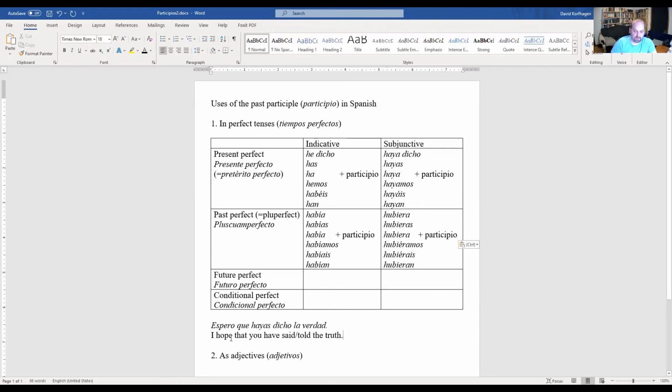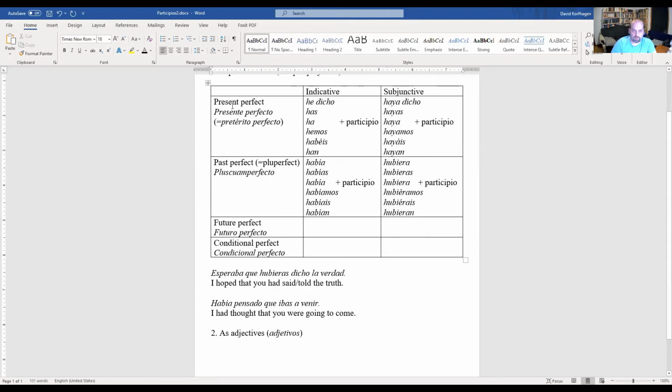So let's just change this to the past here. Esperaba que hubieras dicho la verdad. So I hoped that you had said or told the truth. So we just step back, right? Because we're in the past tense now. We have the past tense, this is imperfect, and then we use the subjunctive because this triggered the subjunctive, right? If we don't have the subjunctive triggered, then we don't need it, right? So había pensado que ibas a venir, for example, right? So that's literally like, I had thought that you were going to come.